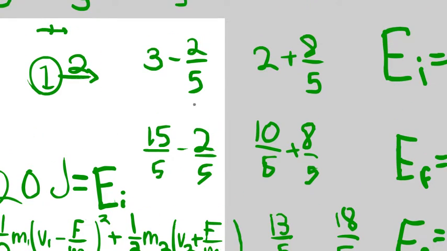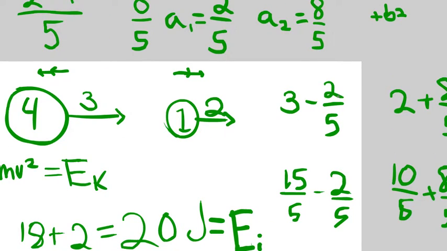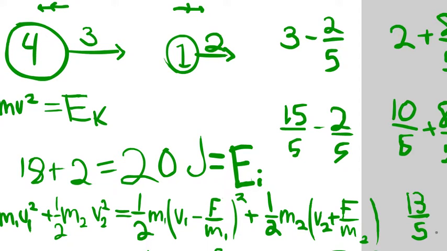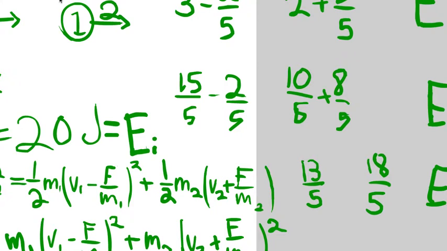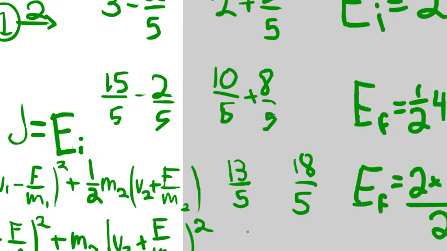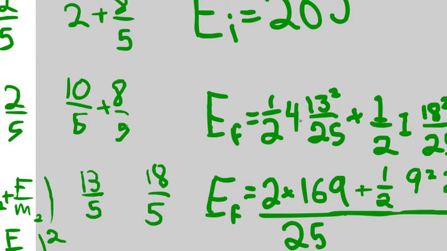Yay! And I do the exact same thing over here with the other one. Its velocity is 3 minus its change in velocity, 2/5. 3 minus 2/5 is 15/5 minus 2/5, which is 13/5. Yay, okay? So these are their final velocities for these two objects. And here's the greatest part. If you were to put that into the equation to find the total energy afterwards, you do 1/2 times the mass of the first object times its new velocity, which is now 13/5, squared.